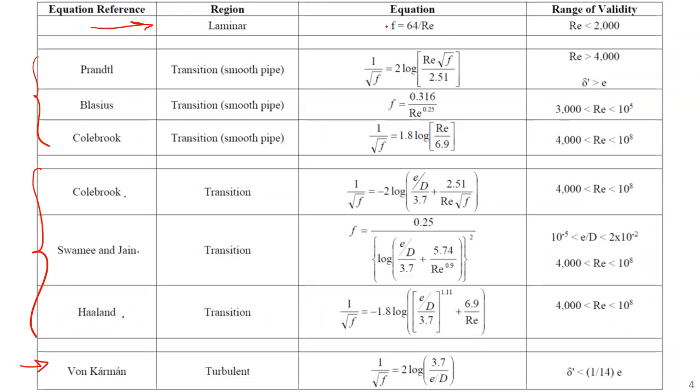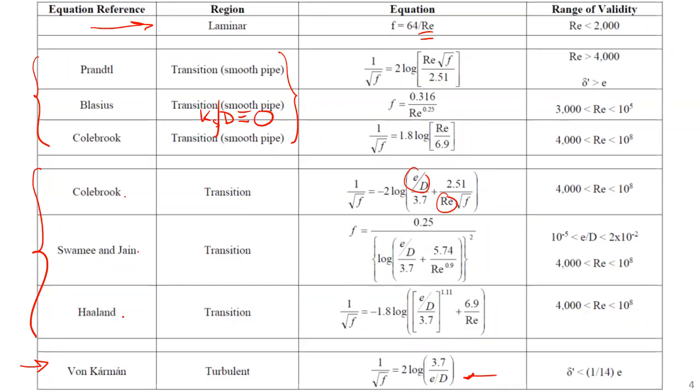So in the laminar zone, friction factor is only a function of Reynolds number. In the turbulent zone, friction factor is only a function of relative roughness. E over D or k sub s over D are relative roughness. And in the transition zone, anywhere in that zone, the friction factor is both a function of relative roughness and Reynolds number. When you're on the smooth pipe curve, basically smooth pipe means the relative roughness is 0.